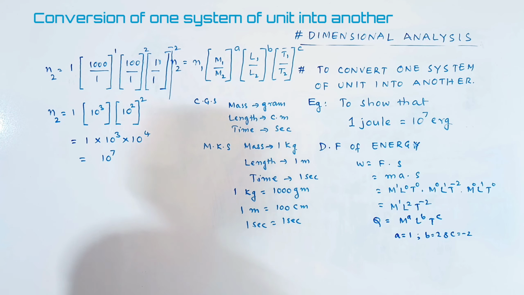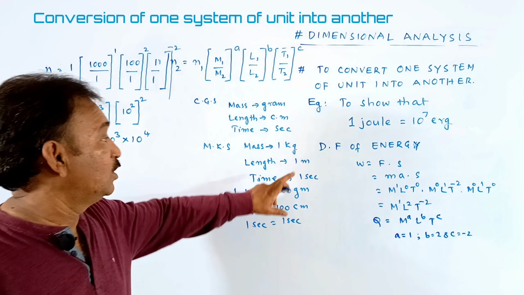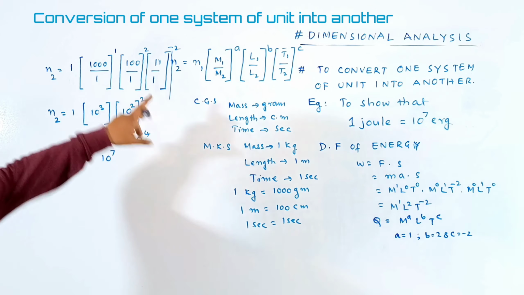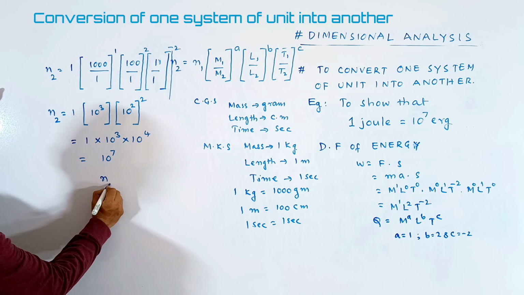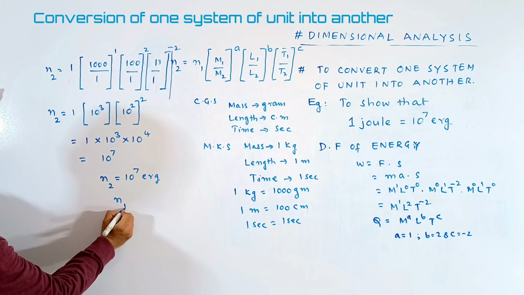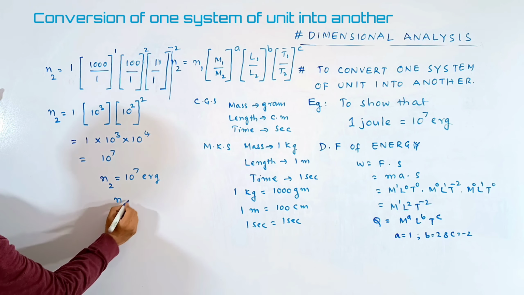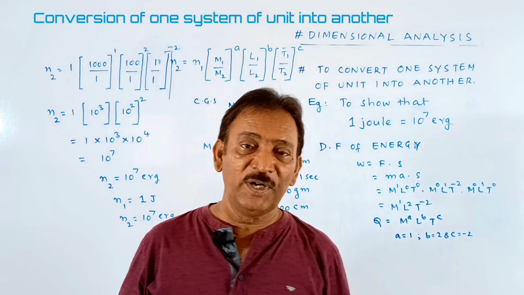What is n2? n2 is CGS system. We mentioned that n1 and n2 previously. Okay, that means n2 is equal to 10 to the power of 7 erg. If n1 is MKS system, it is 1 joule, then n2 is 10 to the power of 7. Means 1 joule is equal to 10 to the power of 7 erg. Okay, students. In this way, you can convert one system of unit into another, students.